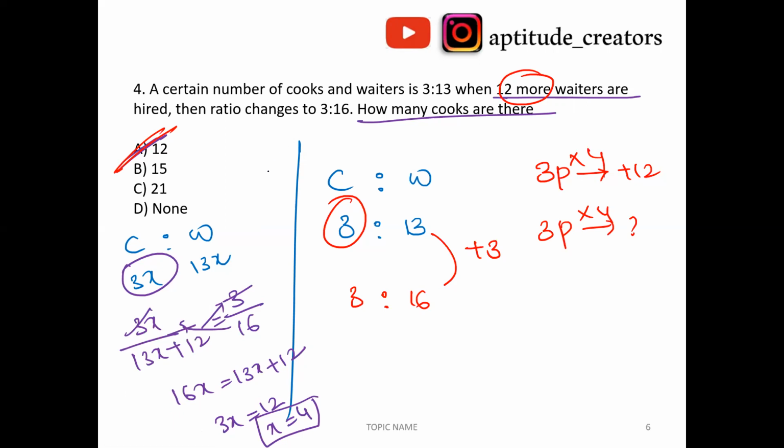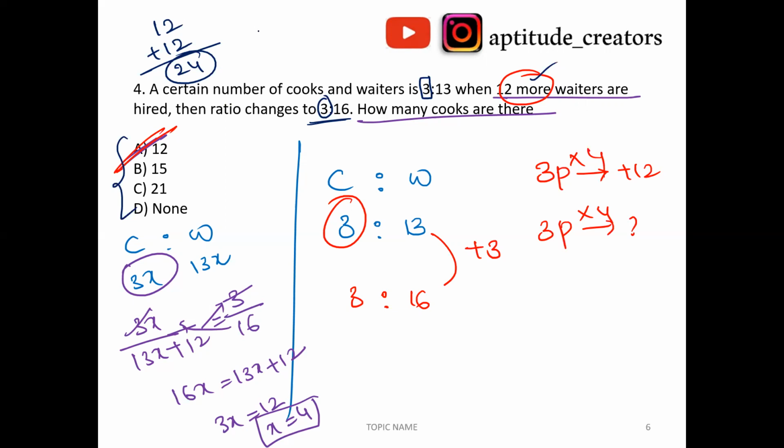Yes. Now, what is another trick? We can solve by using the option verification method also. How can we solve? How many cooks are there? Here cooks are 3 parts, correct? The number must be a multiple of 3. I can see 3 options, A, B, C. But if I add 12 more waiters, the ratio changes to 3:16. Now, let us assume option A, 12. Again 12 more waiters are hired. It gives the result as 24. Now it must be a multiple of 3.